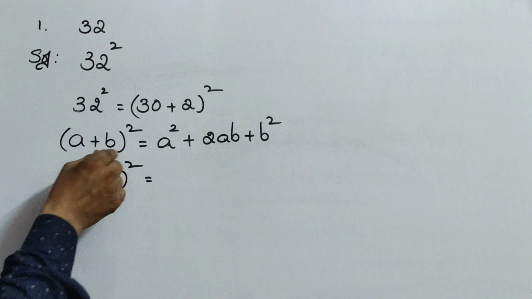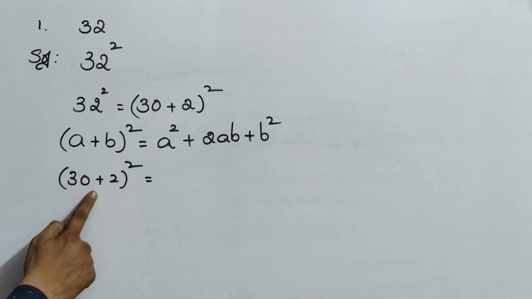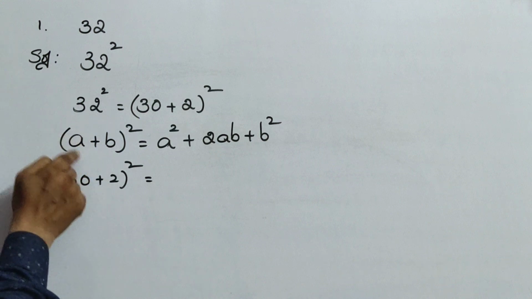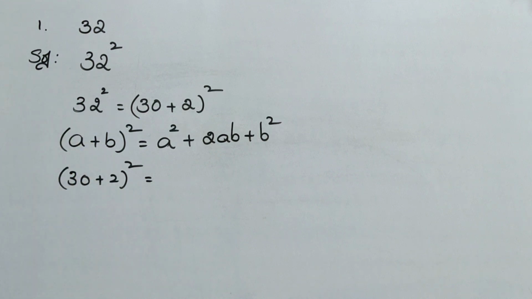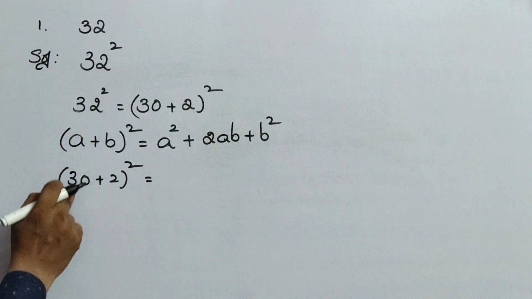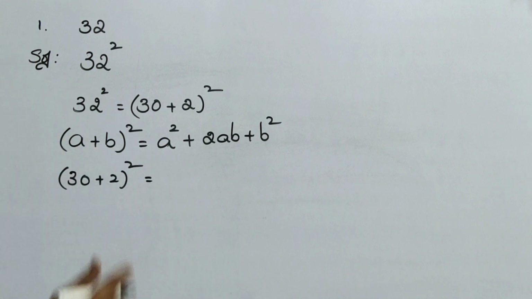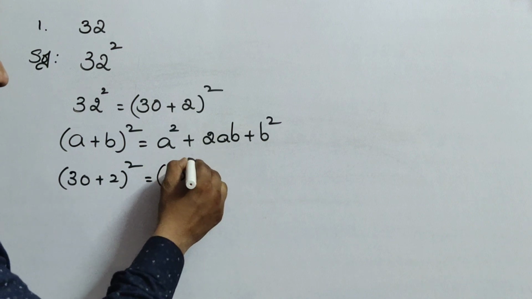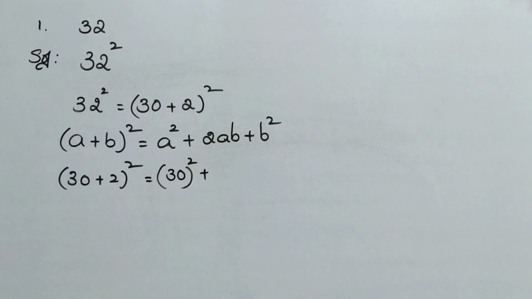A means 30, B means 2. This plus symbol is only useful for identifying which formula we have to use. Now listen again. A means 30, B means 2 only. So 30 square plus 2AB. You know the meaning of 2AB, children? 2 times A times B, that is 2 into A into B.